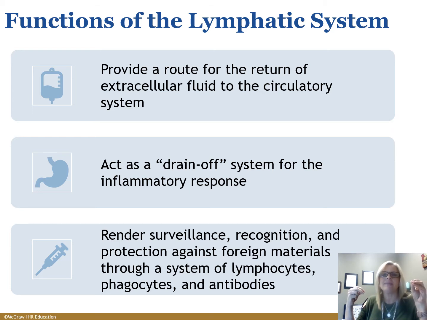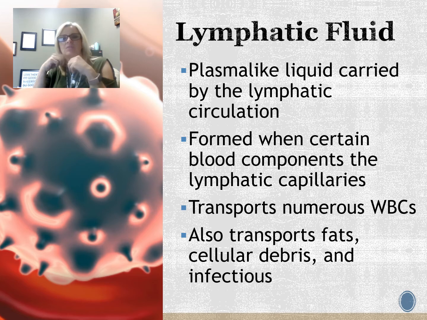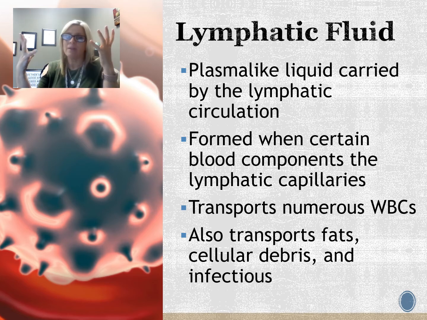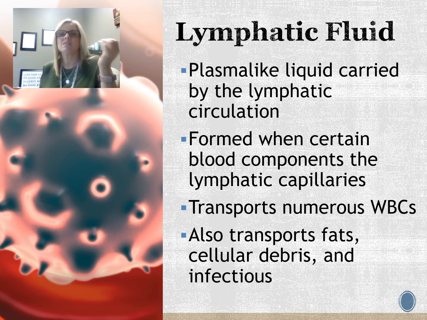It's going to begin as tiny capillaries that transport lymph fluid through the system of vessels and filters, the lymph nodes, and lead to major vessels that drain back into the regular circulatory system. Lymphatic fluid, or lymph, is formed when certain blood components move out of blood vessels into the extracellular spaces and diffuse or migrate into lymphatic capillaries. It's going to transport many white blood cells, fats, cell debris, and infectious agents that have gained access to lymphatic tissue spaces.